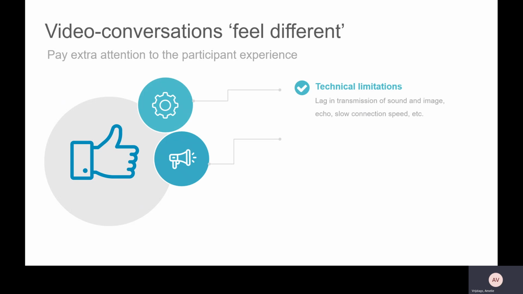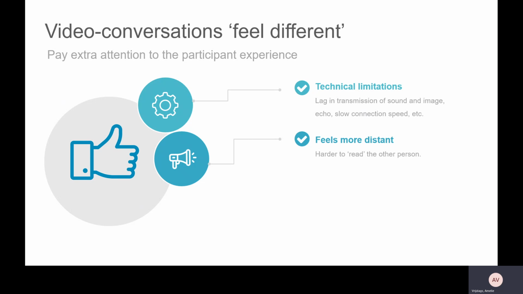The reason, first of all, is the technical aspects. In video conferencing, there is always a slight lag in the transmission of sound and image that makes it harder to take turns talking, and this feels uncomfortable and more energy consuming, especially if you're not used to it. Second of all, the fact that we perceive less nonverbal information makes it harder to read the other person. We feel less of a connection with the other person. They feel more distant, and this is also experienced by the participant.